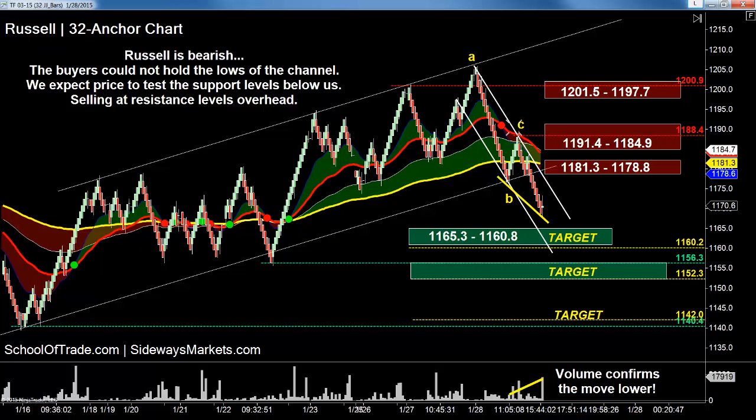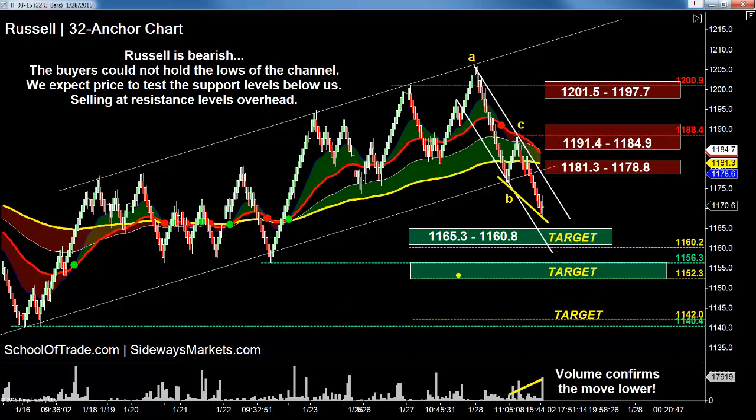Buyers couldn't hold the lows. We expect price to test support levels below us, and we're selling at resistance here on the Russell. Now, 1, 2, 3, you've got your levels overhead to start selling this Russell. You've got targets waiting for you below. 1, 2, 3, measured move target, AB, CD. Nice and easy there.